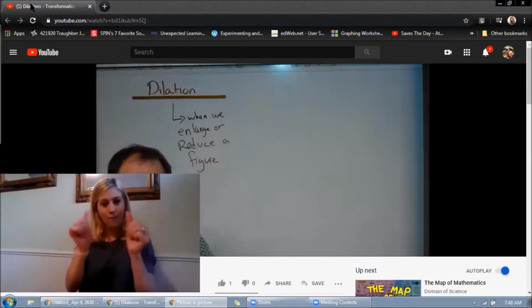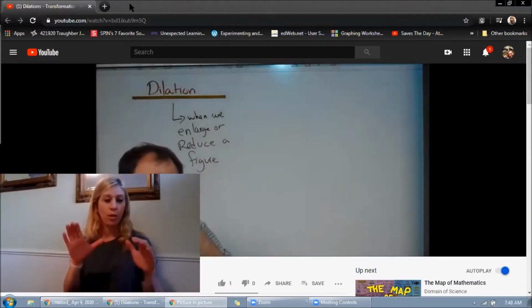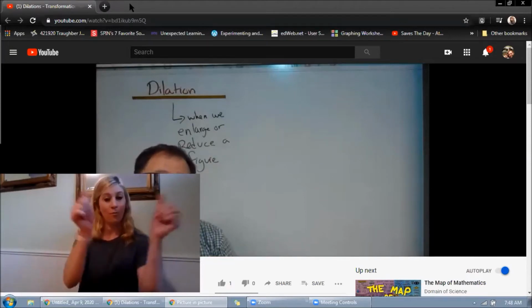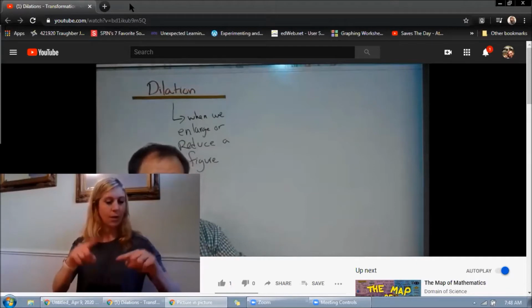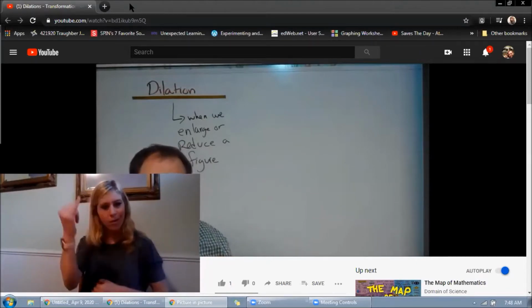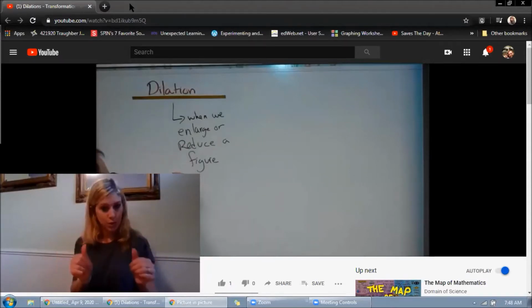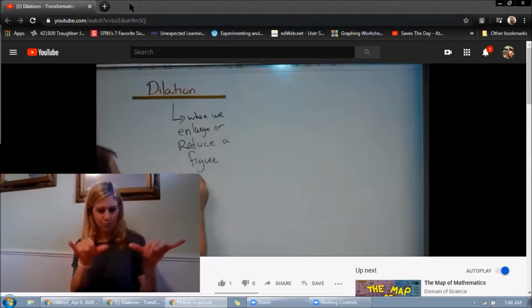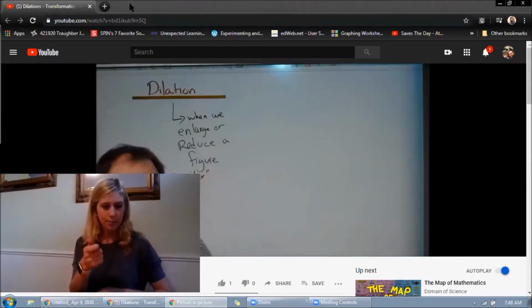So what we're going to do is take a figure and either blow it up or shrink it down. And one of the things that we're going to institute here too is the idea of similarity. When we do these things, our shapes are not going to be congruent anymore, but they are going to be similar to each other. We'll talk about this in our next unit, how these shapes end up being similar to each other.